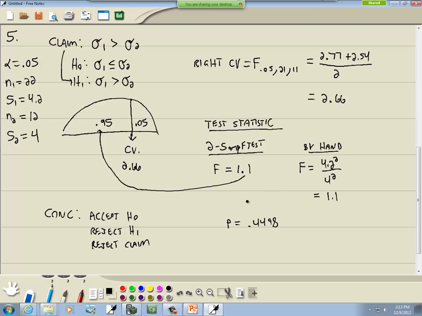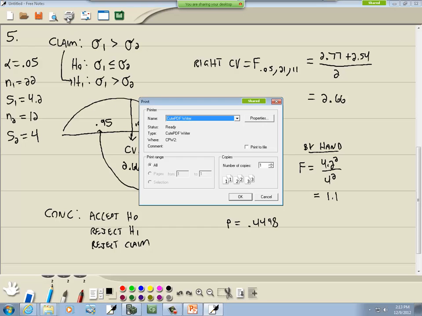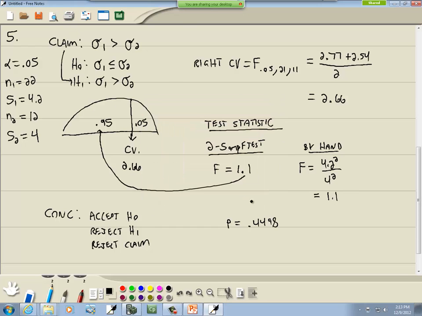And again, I would emphasize to use the p-value approach. Because remember when we found this critical value up here, it wasn't perfect, was it? Now, it really doesn't matter because our test statistic wasn't even close to it. But again, you get some kind of iffy results when you do that. Let's save this, and then we'll look at our last problem.